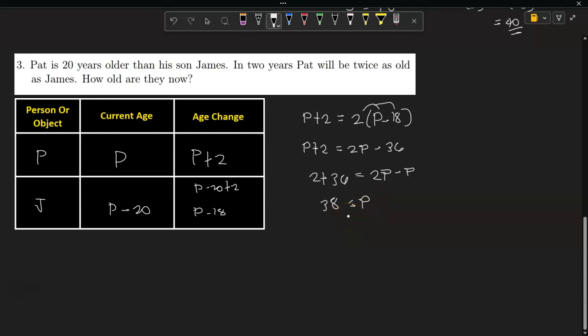Meaning to say, Pat is actually 38 years old, and the son is what? The son equals P minus 20, right? So this is just 38 minus 20, or this is 18. So currently, Pat is 38, and the son is actually 18 years old.